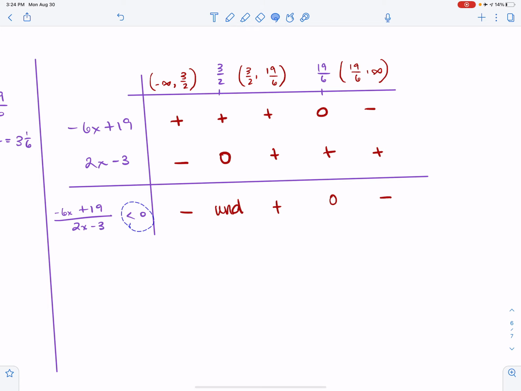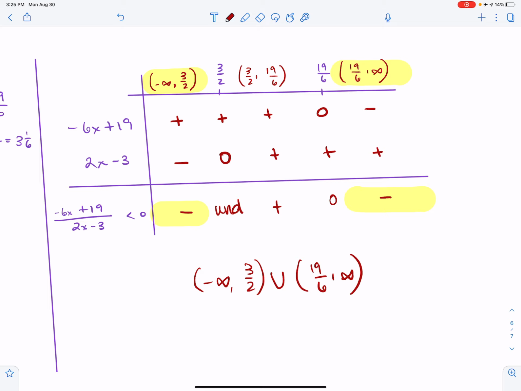I'm being asked for whatever gives me negative, only less than 0. So I'm going to have all of this interval, and I'm going to have all of this interval. And that corresponds with this guy up here and this guy up here. So then my solution set will be from -infinity to 3/2 in union with 19/6 to infinity.